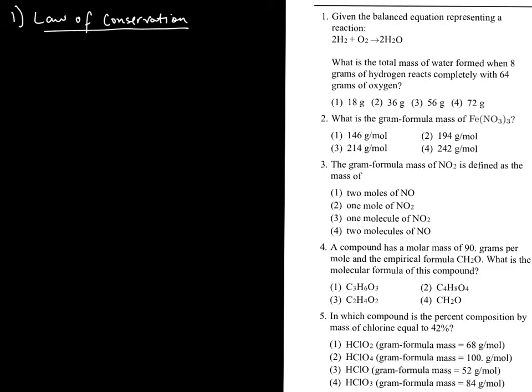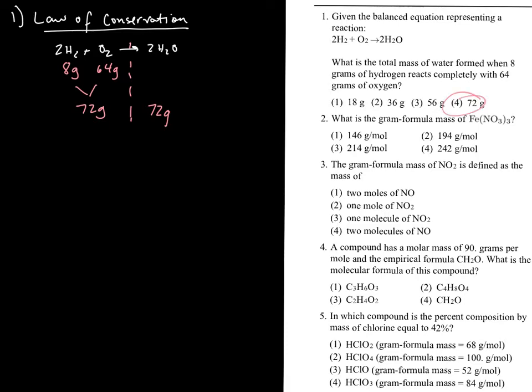Looking at our equation right here, 2 yields 2H2O. We start here with 8 grams of hydrogen with 64 grams of oxygen. Both of those together make 72 grams on the left side. So on the right side, we should also end up with 72 grams of water. And since water is the only thing there, all of that mass is going towards water. So the answer is choice 4.